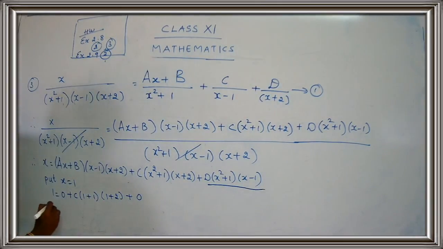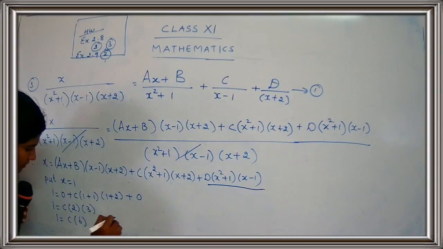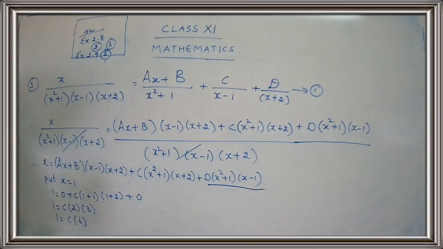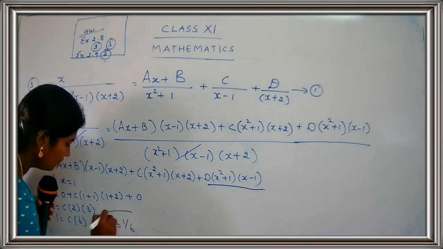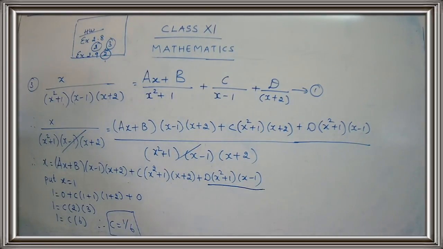Now let us solve here. So 1 is equal to c into 1 plus 1, 2, 1 plus 2, 3. So 1 is equal to c into 6. Therefore, c is equal to 1 upon 6. So we have found one value, the first value, by taking x is equal to 1. Now let us go for the next value.